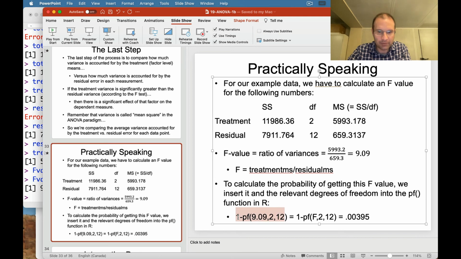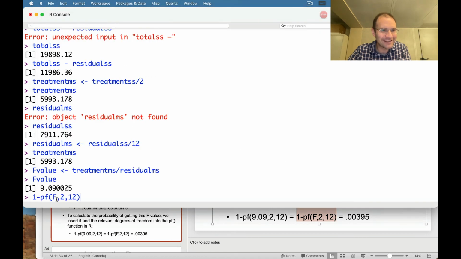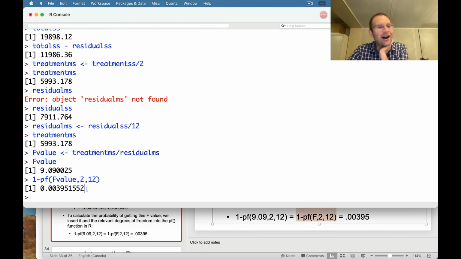There's a couple of different ways I can do this. Actually, I'll do it this way. Our F value is about 9.09. You can see the answer there, but I'll show it to you this way as well. You get a p-value of 0.003951552, so on and so forth. This is smaller than 0.05. So that means that you have a significant result.